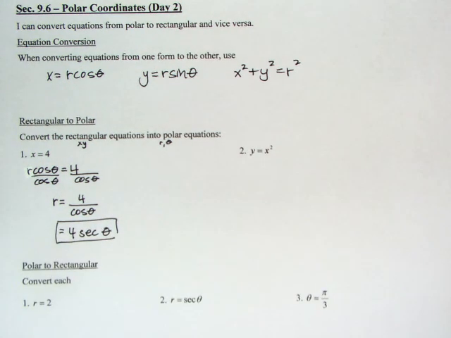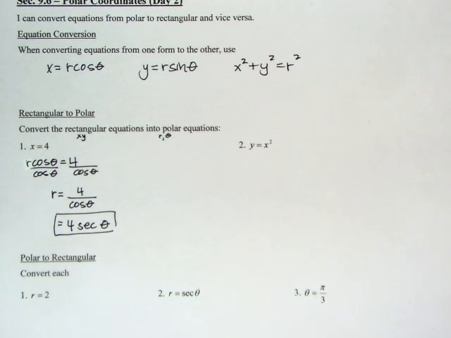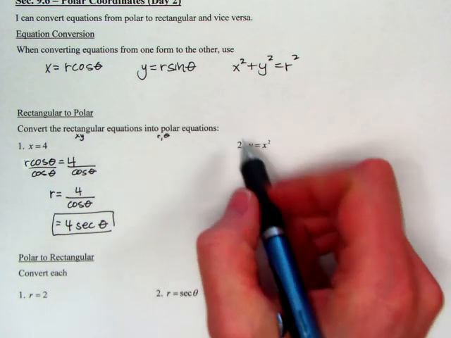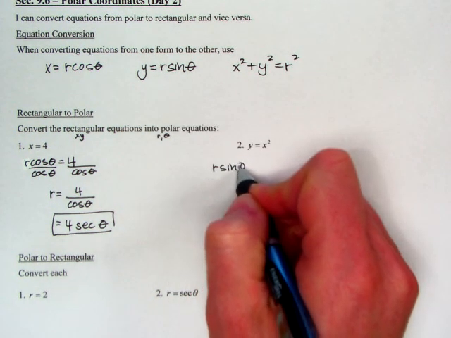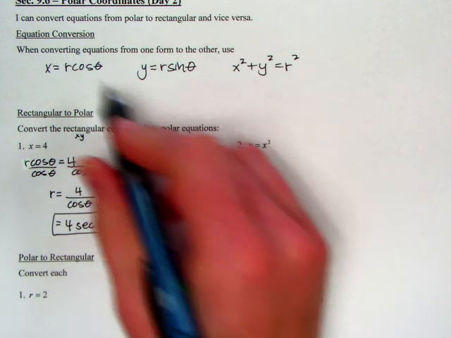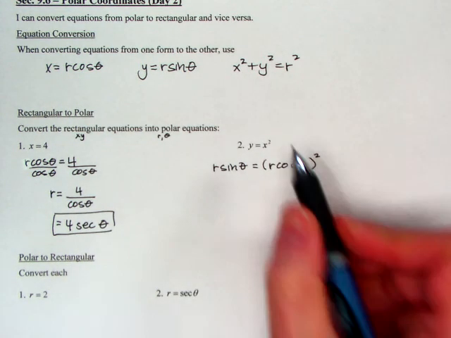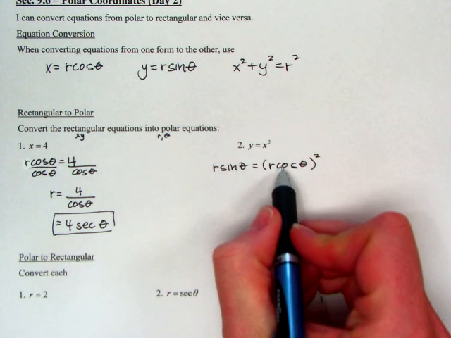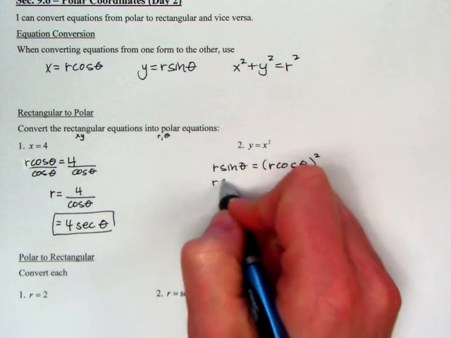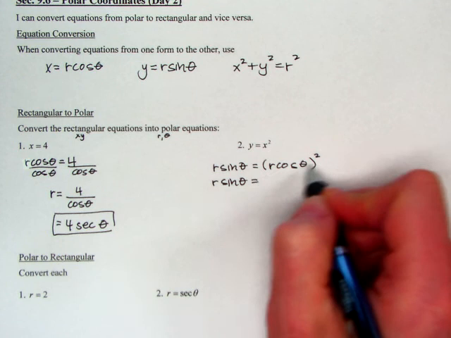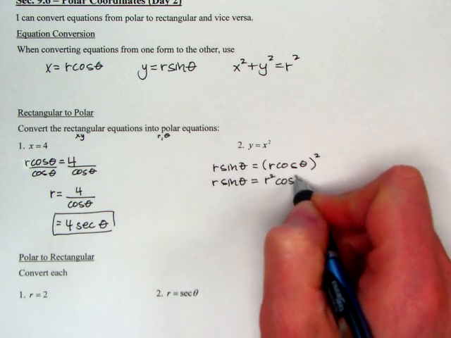Next, I've got y equals x squared. So I've got a couple of different things we're going to do here. Looking up above, we know that y is r sine theta. So I'm going to start with that. We also know that x is r cosine theta, and that is squared. So I literally am just substituting in for those letters. So r sine theta, that's working for me. Squared just means this guy twice. That means there will be 2 r's and there will be 2 cosines.